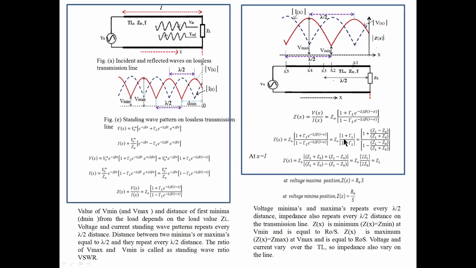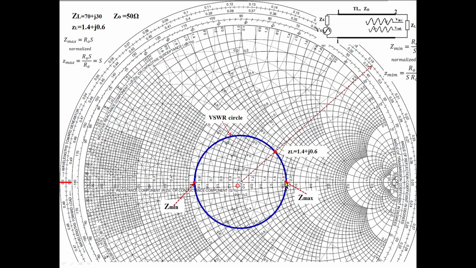And that maximum impedance value also we can read. What is the impedance at this position? Whatever the value is there, you read it. It is 1.8 for this case.